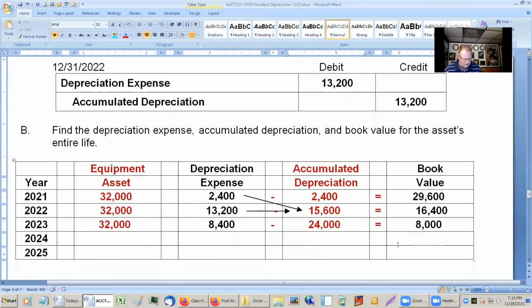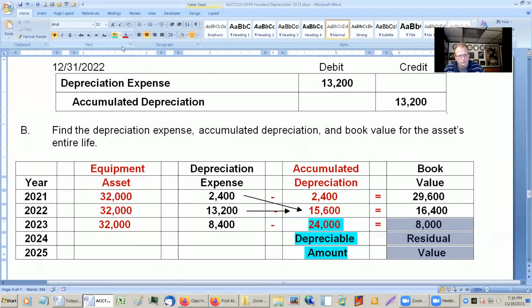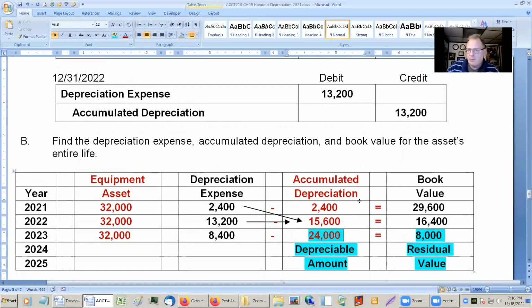And again, this will be the depreciable amount. Just a residual. Depreciable. Yeah, so this minus. Okay, the depreciable amount is 24,000. So the cumulative depreciation is going to be the same as that depreciable amount at the end.